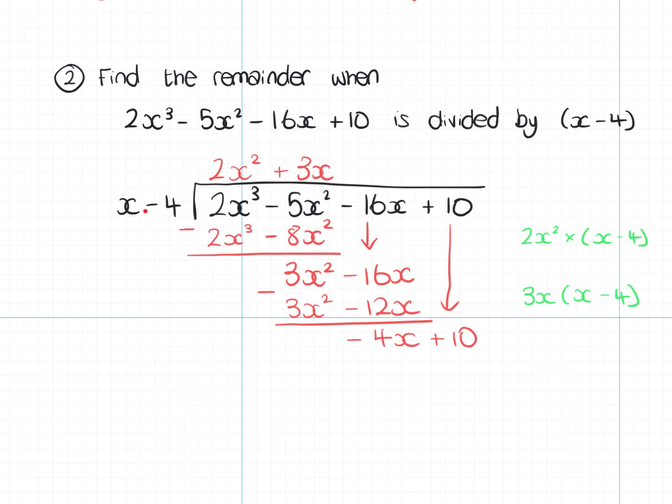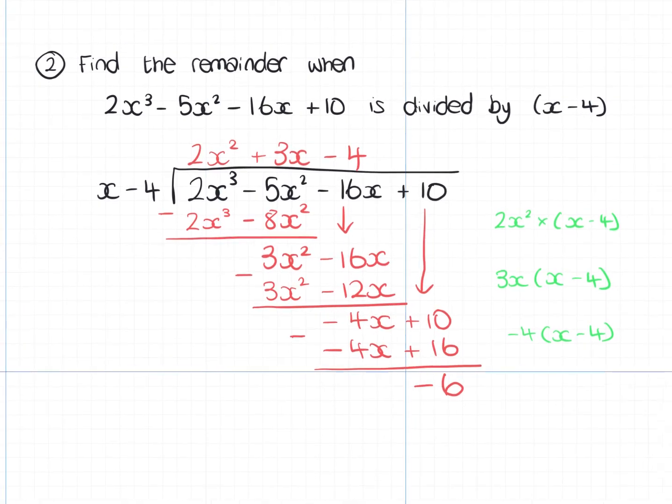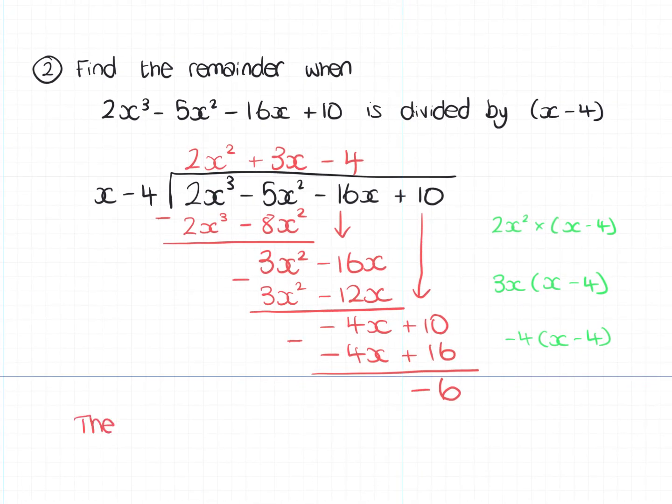What do I now need to multiply by to get this bit? I need to multiply by minus 4. So I'm going to put that minus 4 at the top. And then what is minus 4 times that bracket? Minus 4 times x is minus 4x. Minus 4 times minus 4 is plus 16. If I subtract those to get the remainder, minus 4x minus 4x is nothing. 10 minus 16 is minus 6. So for this division, the remainder, which is all it's asking us for, is minus 6.